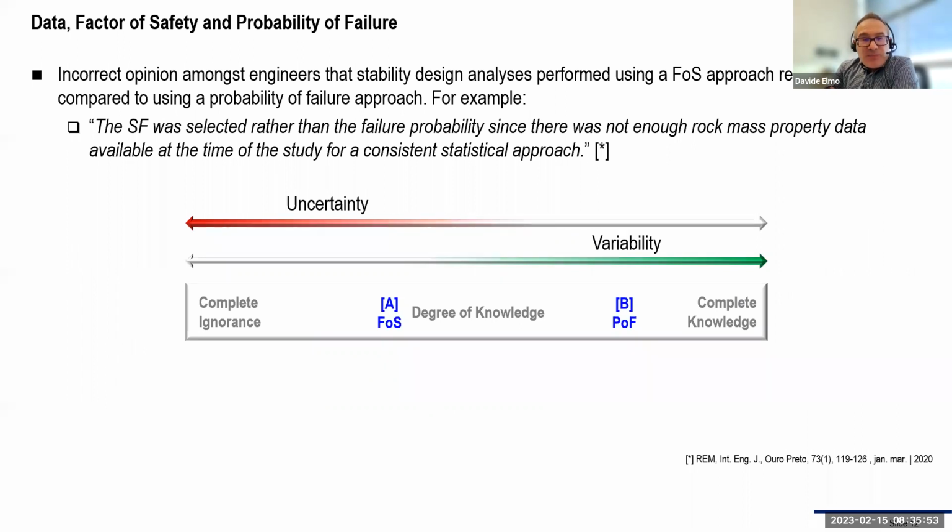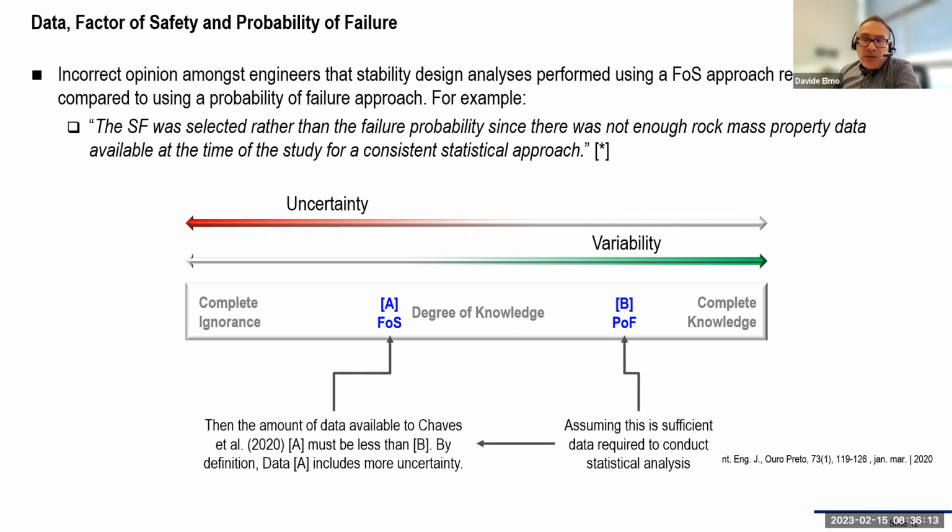In this statement, the authors say the strength factor or factor of safety, since they were doing a finite element analysis, was selected rather than the failure probability, since there was not enough rock mass property data available at the time of the study for a consistent statistical approach. The problem is that this statement suggests that the stability design analysis performed using the factor of safety approach requires fewer data than using the probability of failure approach. Is this assumption, this belief, true? And if it's true, what actually are the implications?